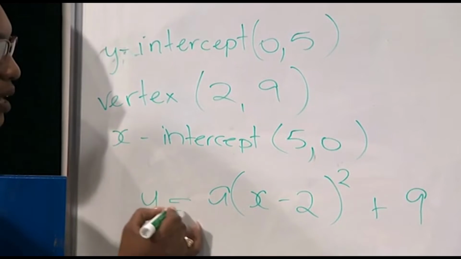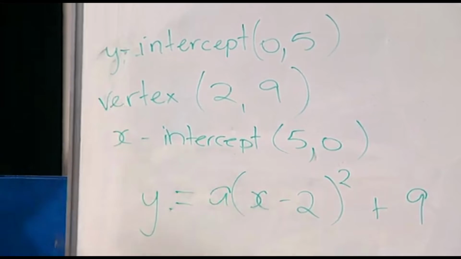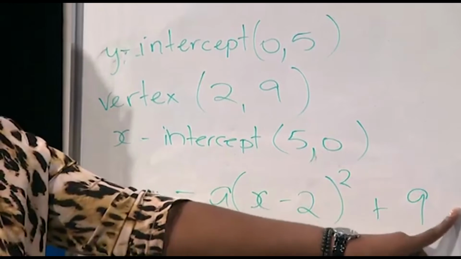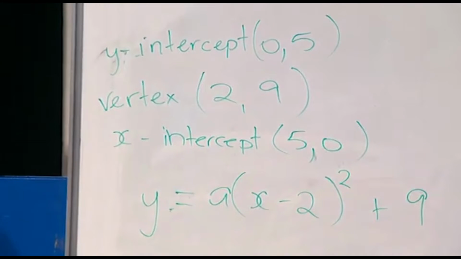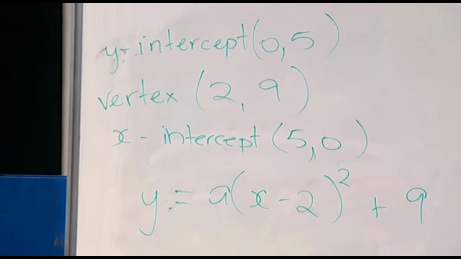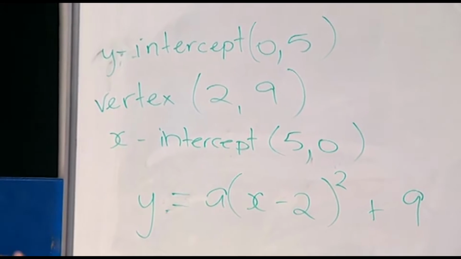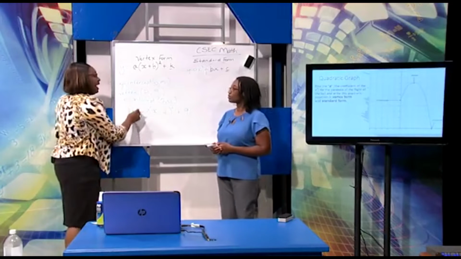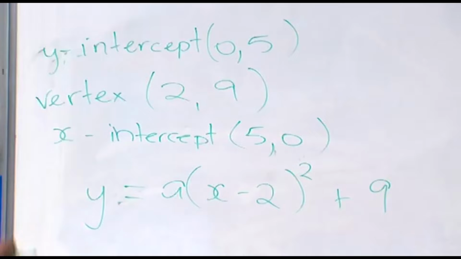So in vertex form, y is equal to a(x minus 2) all squared plus 9. Now, as we stated before, just by looking at our graph, we know that a would be negative. Now, let us see if we could solve to find out the quantity of a. Given that we have the y-intercept, we can substitute into our equation to find the value of a.